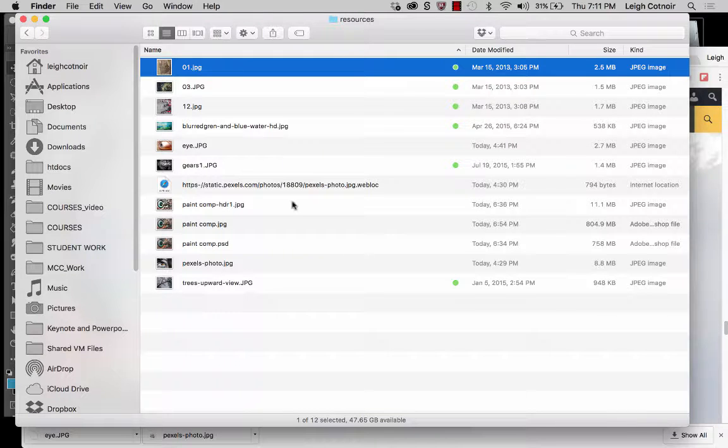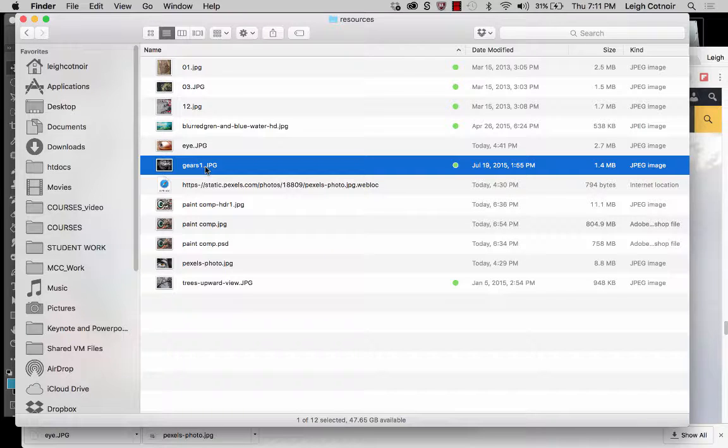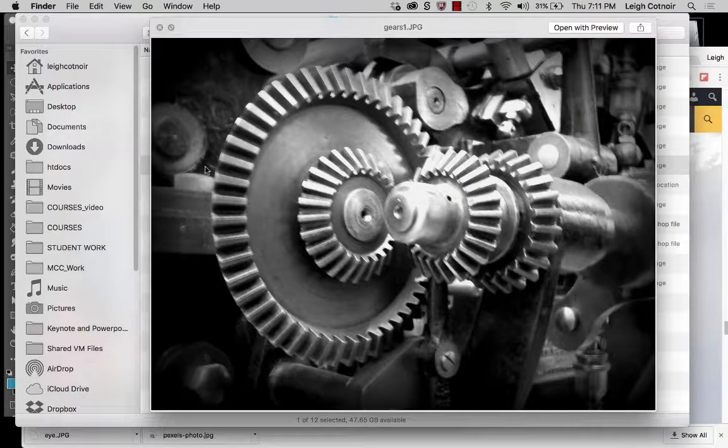Now, to give you an idea, I started looking through stuff, and one of the pictures that really piqued my interest was this photograph of gears. Even though it's a little blurry, that's okay, because if you think about it, this is a painterly assignment, okay?